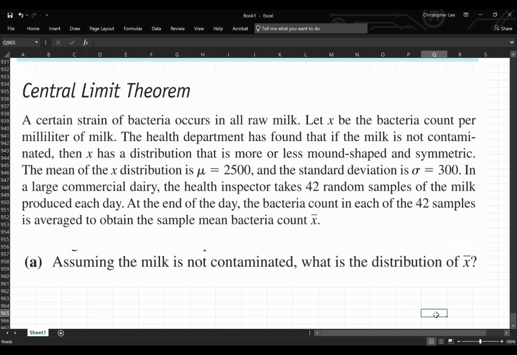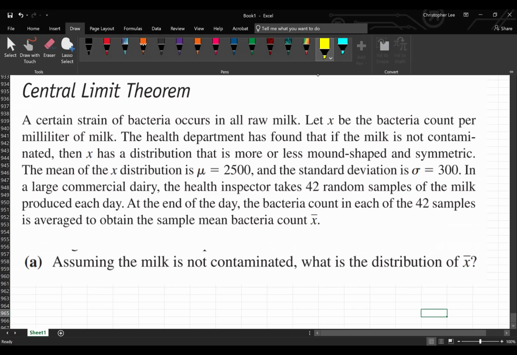Okay, Central Limit Theorem. So a certain strain of bacteria occurs in all raw milk. Let X be the bacteria count per milliliter of milk. The health department has found that if the milk is not contaminated, then X has a distribution that is more or less mound-shaped and symmetrical. The mean of the X distribution is mu equal to 2,500. The standard deviation sigma is equal to 300.